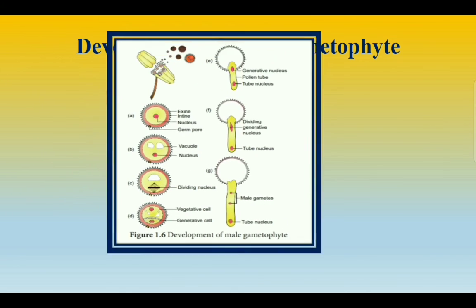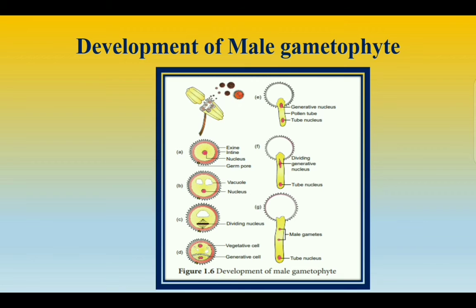Next we should know about the development of male gametophyte. So the microspore is the first cell of the male gametophyte and it is haploid. You have to keep this in mind. And what happens during the development? It takes place while they are still in the microsporangium itself.